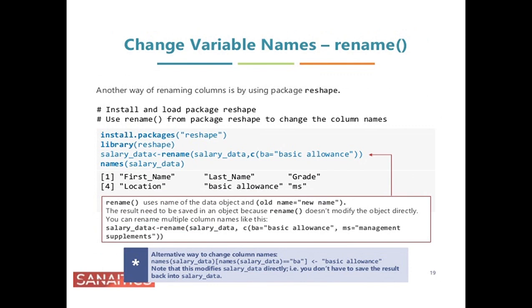Change variable names, that is rename. Another way of renaming columns is by using package reshape. Rename uses names of the data object and the result need to be saved in an object because rename doesn't modify the object directly. You can rename multiple column names like this. It is important to note that alternative way to change column names is names. Note that this modifies salary_data directly, that is, you don't have to save the result back into salary_data.